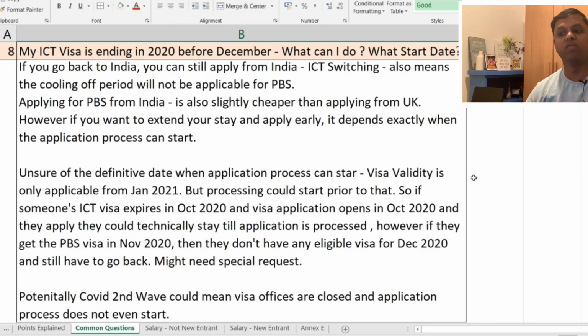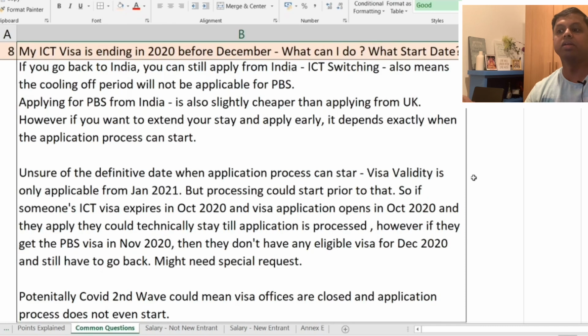But what happens if the visa comes in, let's say, November 2020, and your ICT is not valid anymore, and your PBS visa doesn't start till Jan 2021, which means that technically you can't be in the company during that December period. So there's a lot of permutations and combinations, and also, because of COVID, the visa offices could be closed, where you intend to start your visa processing in October, but you may not be able to start because the visa processing offices are closed.